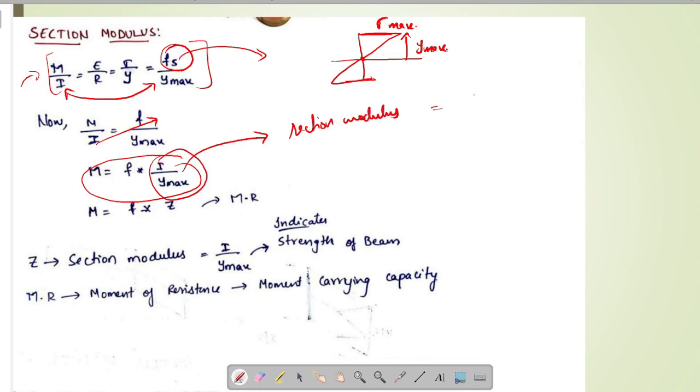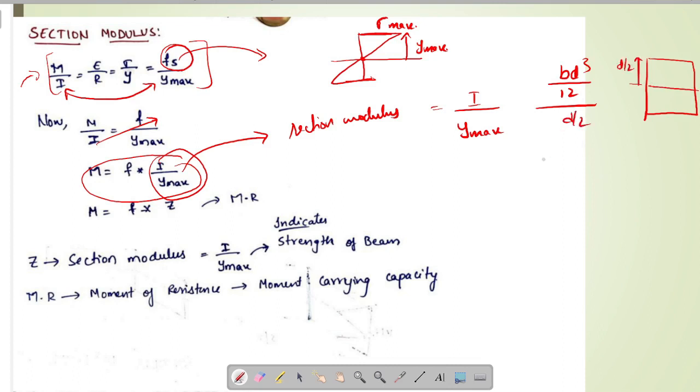Section modulus is given by I by Y max. So now, for example, let's see the rectangle case. In case of rectangle, I about the neutral axis is given by BD cube by 12, and Y max is nothing but the distance from the neutral axis to the topmost layer, that is D by 2. So section modulus will be BD square by 6. Similarly, we can calculate for any section, like circular section or any other section.